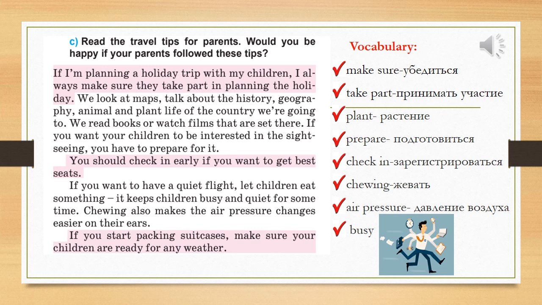If you want your children to be interested in the sightseeing, you have to prepare for it. You should check in early if you want to get the best seats. If you want to have a quiet flight, let children eat something. It keeps children busy and quiet for some time. Chewing also makes the air pressure changes easier on their ears.